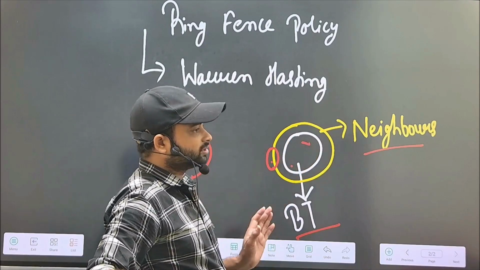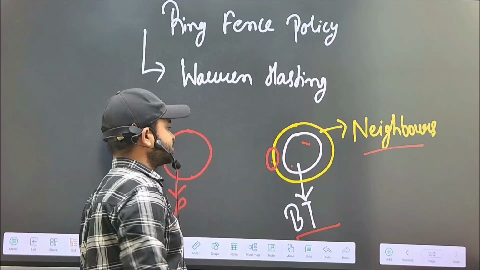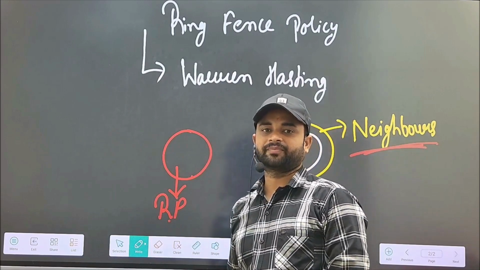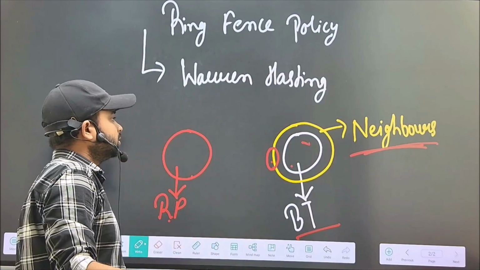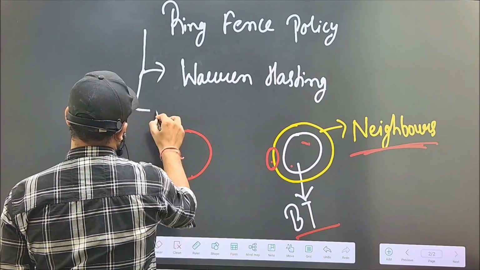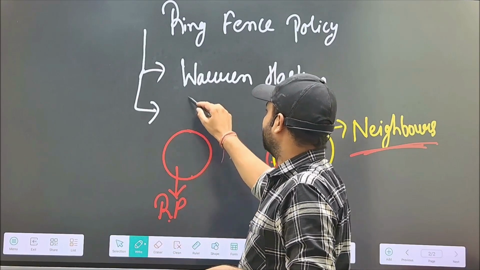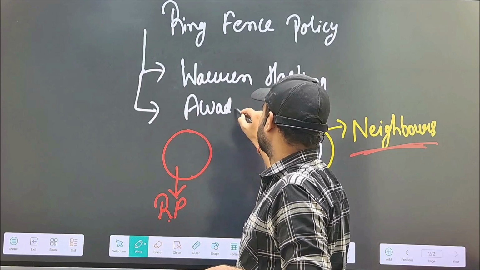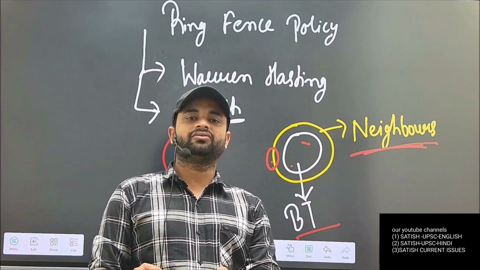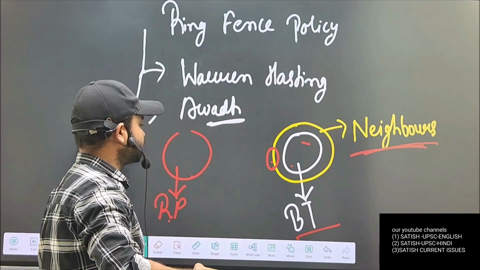So this was objective behind ring fence policy, because ring fence policy make neighbors as a buffer state for British company. So this is all about ring fence policy. And next is ring fence policy firstly used by British in Awadh. British company made Awadh as a buffer state. Initially, Bengal was dominating by British. So this was ring fence policy.